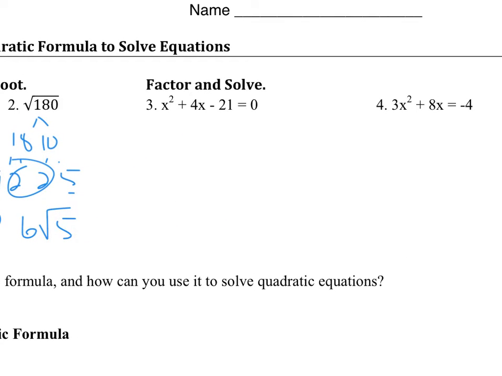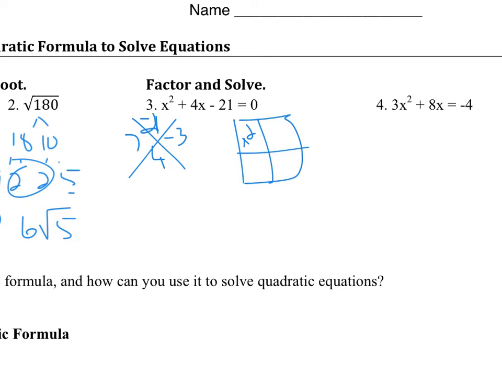All right, a little extra practice of factoring and solving. So then here, what multiplies to negative 21 and adds to 4? Let's go 7 and negative 3. Do our box. And we get x squared, 7x, negative 3x, and negative 21.